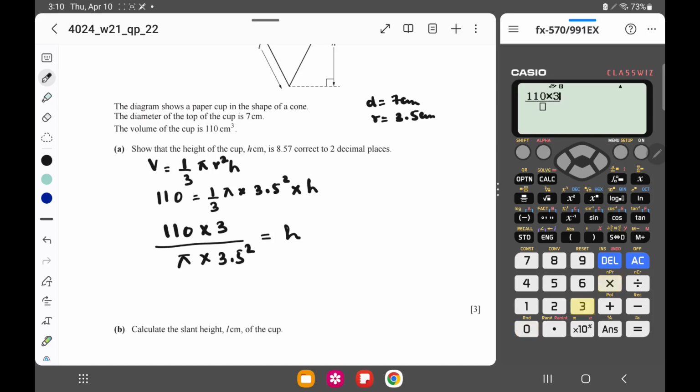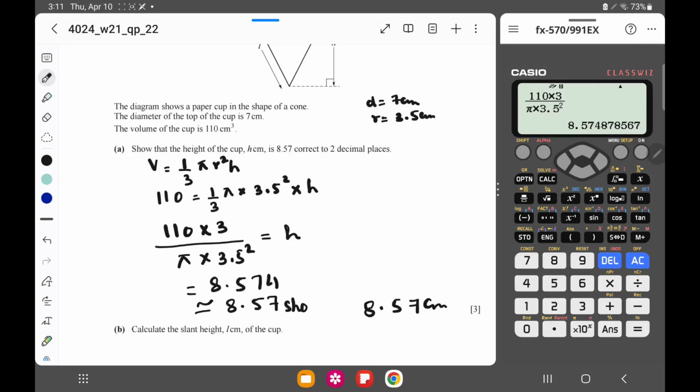110 times 3 divided by pi into 3.5 square equals 8.57 centimeters, correct to 2 decimal places. It's coming 8.574, which is approximately equal to 8.57 as shown.